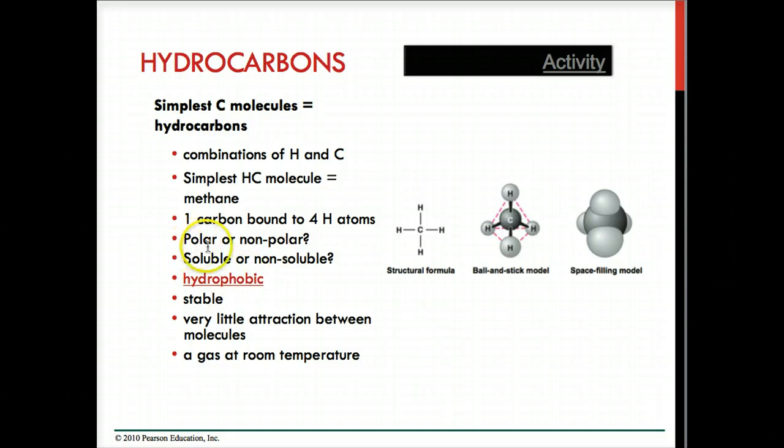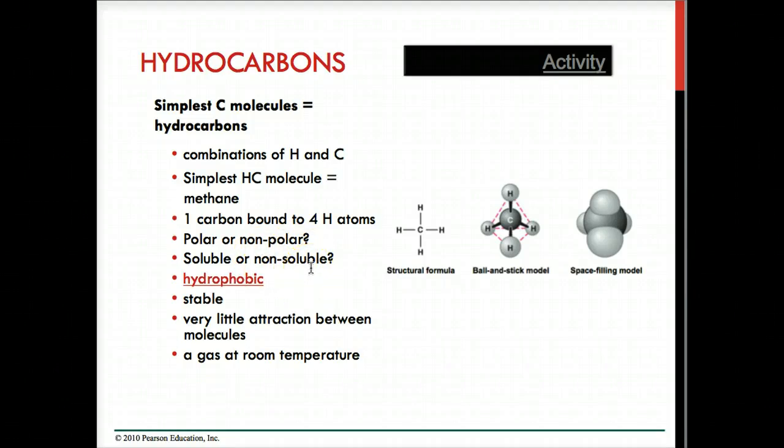Okay, question says, are these polar or non-polar? Well, these bonds right here, do you see any positive or negative charges? Nope. And they're sharing, so they're definitely covalent, but they are non-polar. They do not have positive and negative charges. So if they don't have that positive or negative charge, is water going to be able to dissolve them? And the answer is no, which therefore makes them non-soluble in water, right?